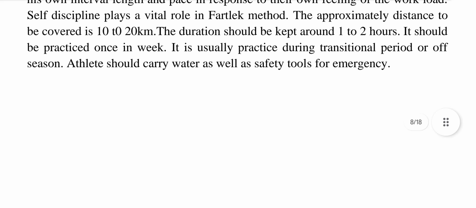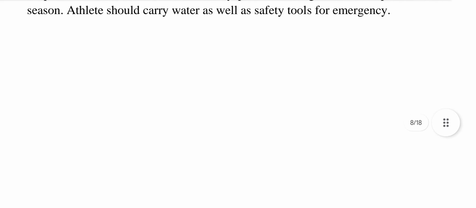The approximate distance to be covered is 10 to 20 km. The duration should be kept around 1 to 2 hours. It should be practiced once in a week. It is usually practiced during transitional period or off seasons. Athletes should carry water as well as safety tools for emergency.